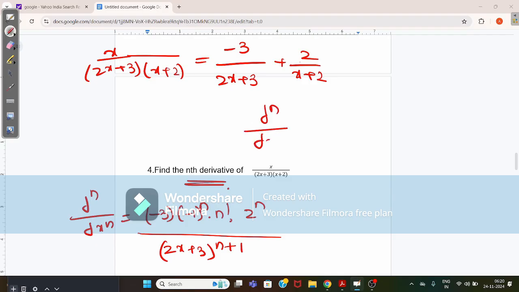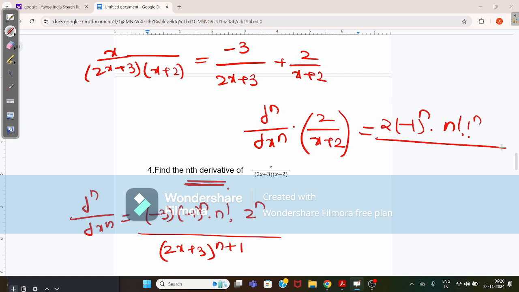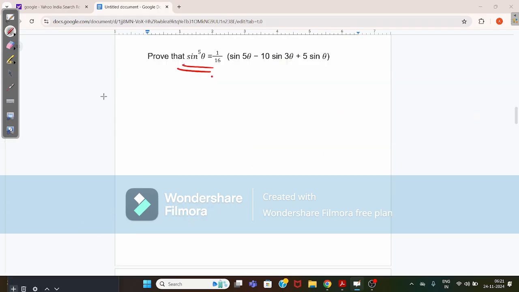Dou n by dou x power n into 2 by x plus 2 can be written as 2 into minus 1 whole power n into n factorial into 1 power n by x plus 2 whole power n plus 1, which is the required answer we have.